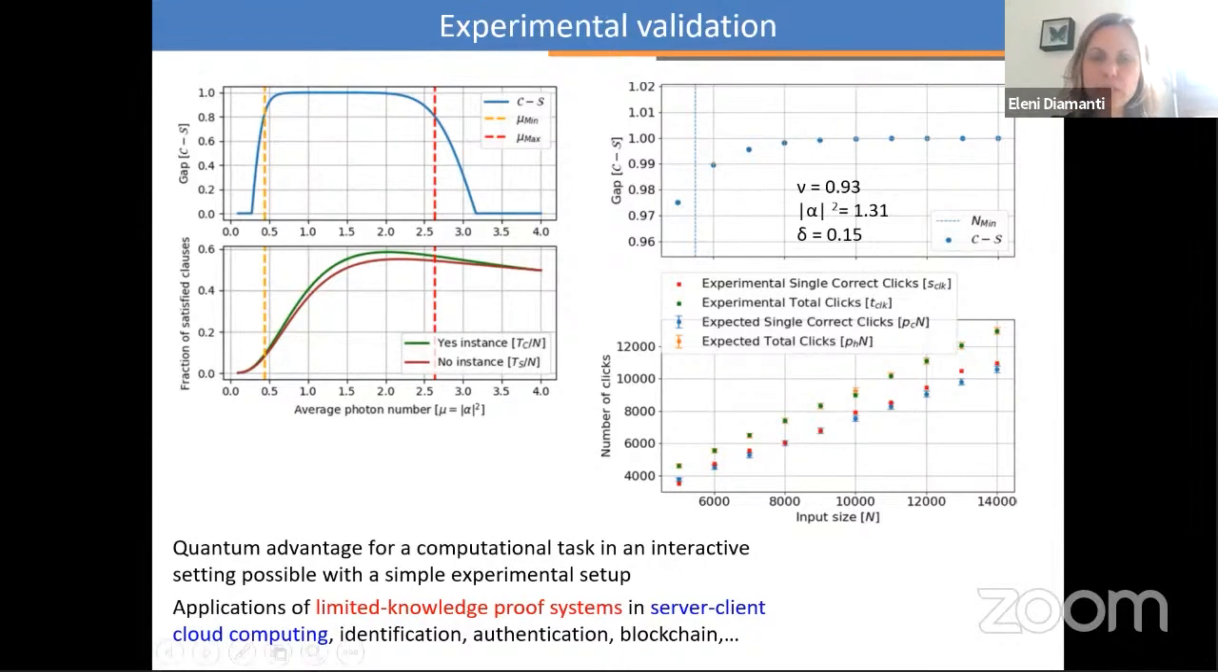I should say that these limited knowledge proof systems, as they were originally called, have applications, in particular in server-client computing. For example, you can imagine that the prover is a powerful quantum server that has found a solution to a difficult problem and wants to prove to the verifier that it has found the solution, but without revealing much information about it to the client. This could be used, for example, because of proprietary knowledge. From a more cryptographic point of view, all these types of limited knowledge proof systems are used for identification, authentication, blockchain, etc. For the moment, the interest remains a bit theoretical, but these satisfiability problems are interesting for many applications.